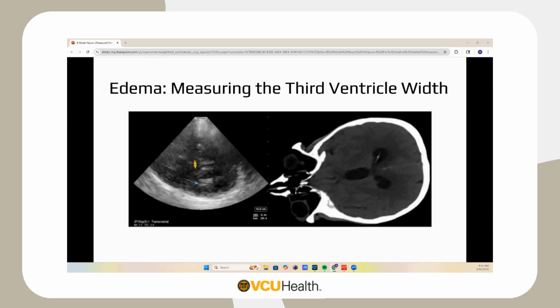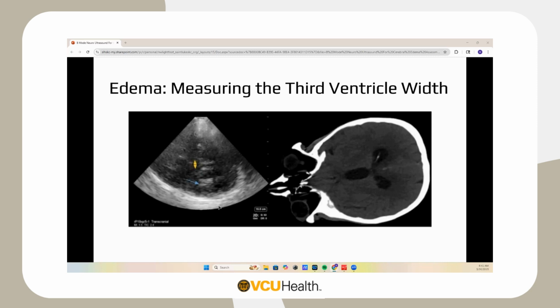So now I kind of wanted to show you what some of these images look like, if you want to attempt at the bedside to obtain them and try to check for cerebral edema in your patients that you're taking care of. So here we're looking at the axial view. I'll show you the head CT first. Clearly there's an enlarged third ventricle here between the thalami.